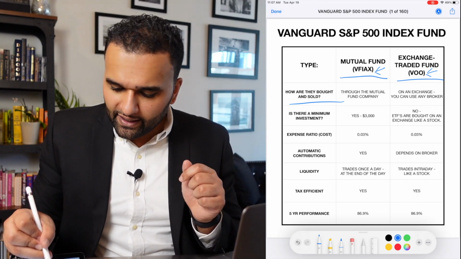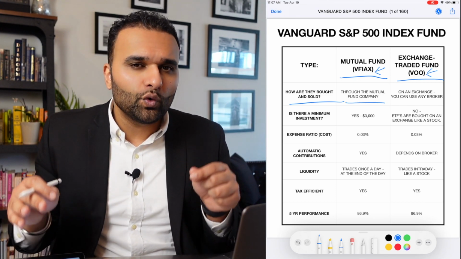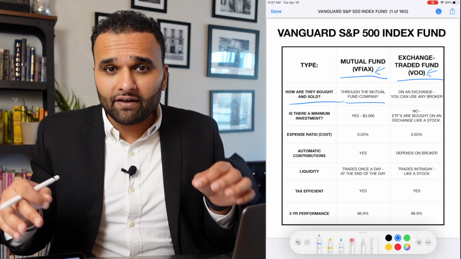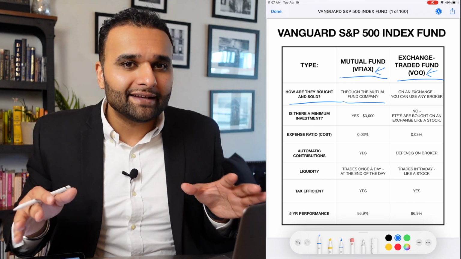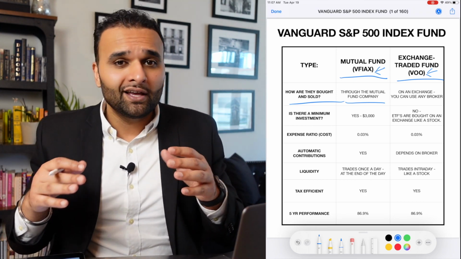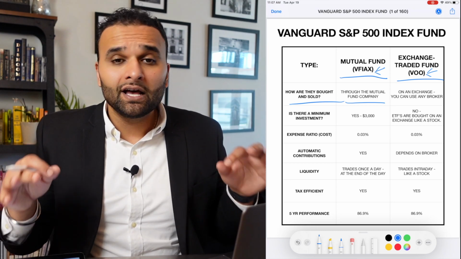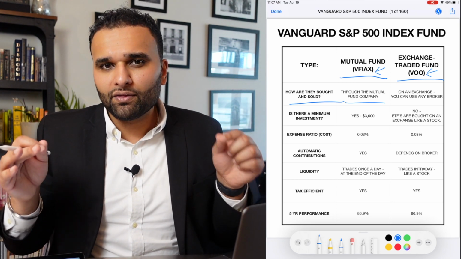Now, the first key difference between these two funds is how they are bought and sold. The mutual fund is sold exclusively through the mutual fund company. In other words, if you wanted to buy VFIAX, you would have to buy it directly through Vanguard. And to my knowledge, there is no other way to buy VFIAX other than buying it directly through Vanguard.